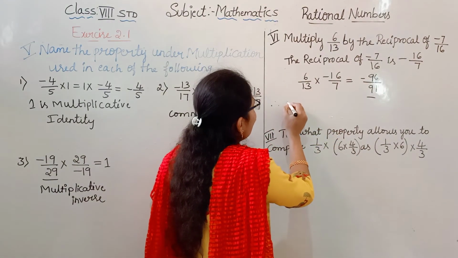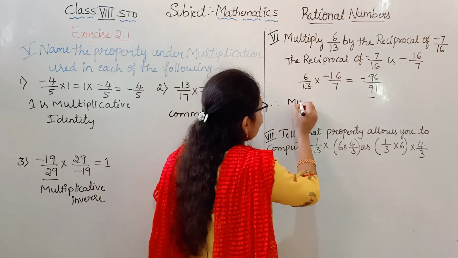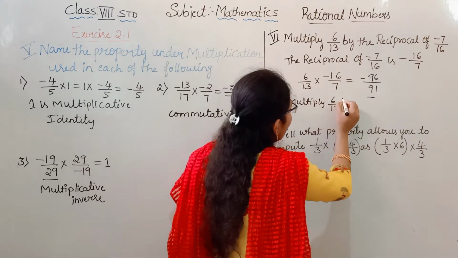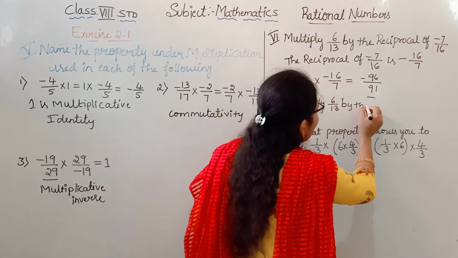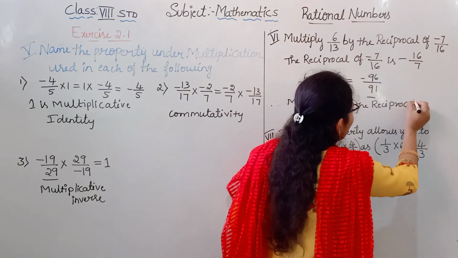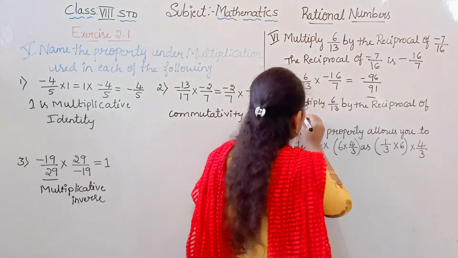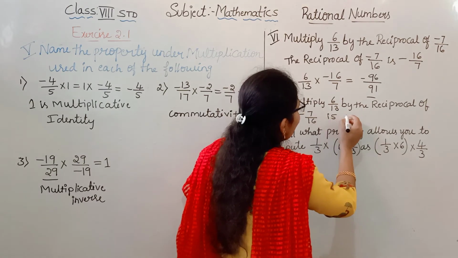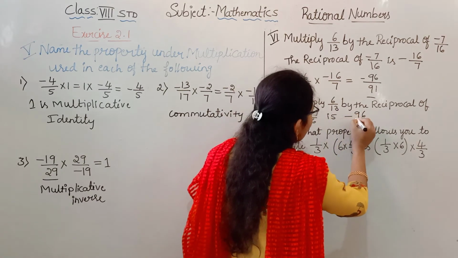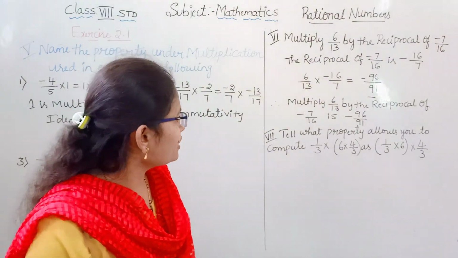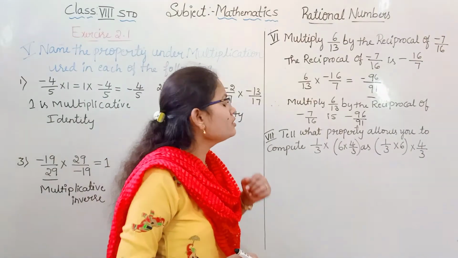Therefore, if you multiply 6/13 by the reciprocal of -7/16, what you get is -96/91. Next, we will move on to the seventh problem.